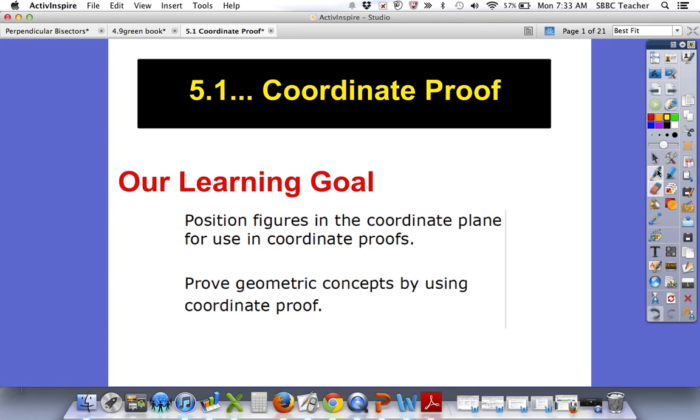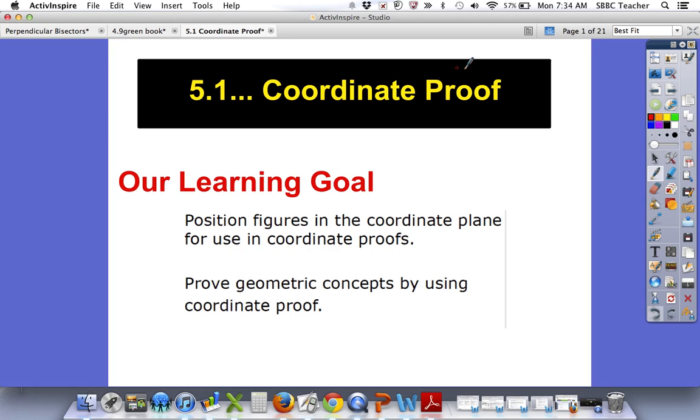In this section we're going to be looking at the coordinate proof. Section 5.1 has two parts: the mid-segment theorem and the coordinate proof. We're going to be looking at the coordinate proof for this part. Our learning goal is to position figures in the coordinate plane for use in coordinate proofs, and to prove geometric concepts by using coordinate proof.